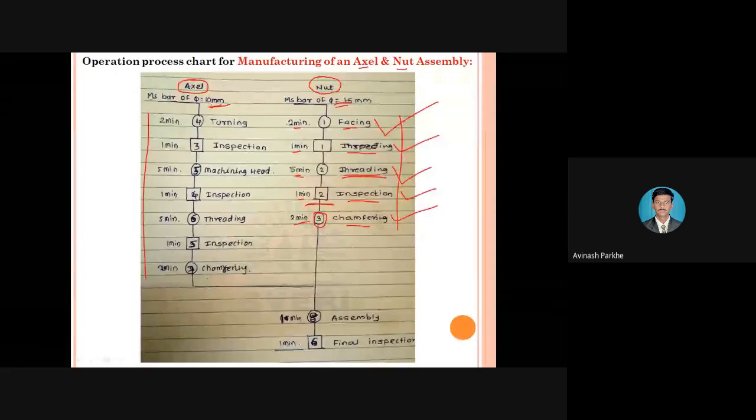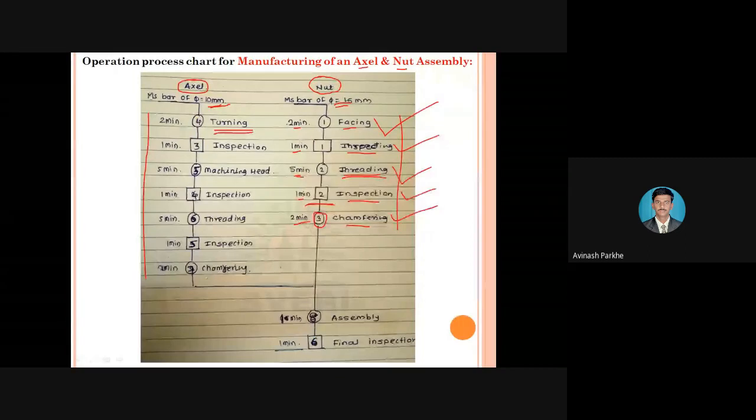Now, once the manufacturing of the nut is over, if to manufacture this nut and axle I have used only one machine, for example, a lathe machine, what will we do? After the manufacturing of the nut, I will remove that nut from the chuck and insert the new material for manufacturing of the axle. That means the machine is the same. Therefore, while manufacturing this axle, the first operation is performed as a turning.